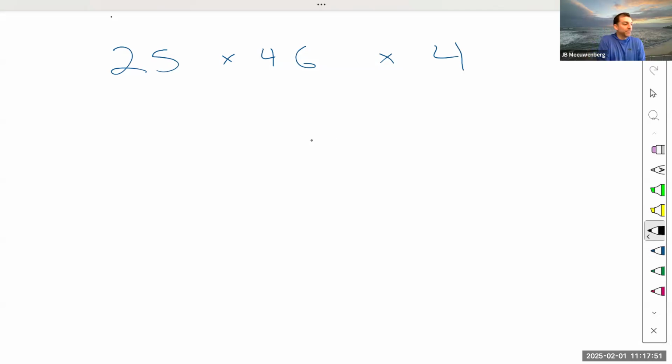So what you might have noticed is that I gave you some nice numbers to work with, but they're not next to each other. You might have noticed right away that there's a 25 and a 4. And 25 times 4 is equal to 100. That's a nice, easy number to work with.